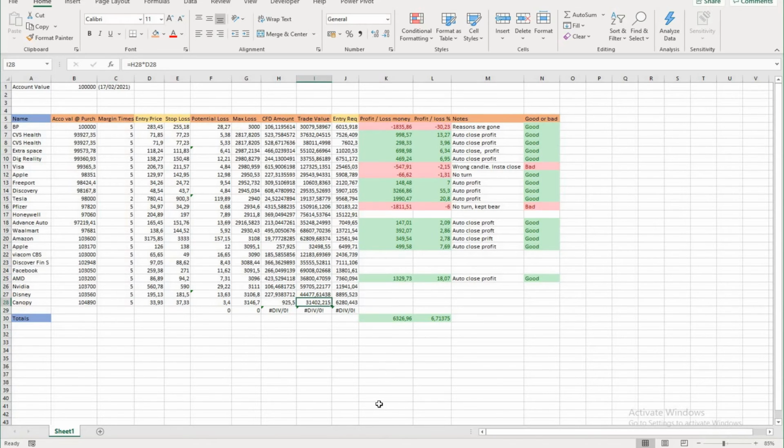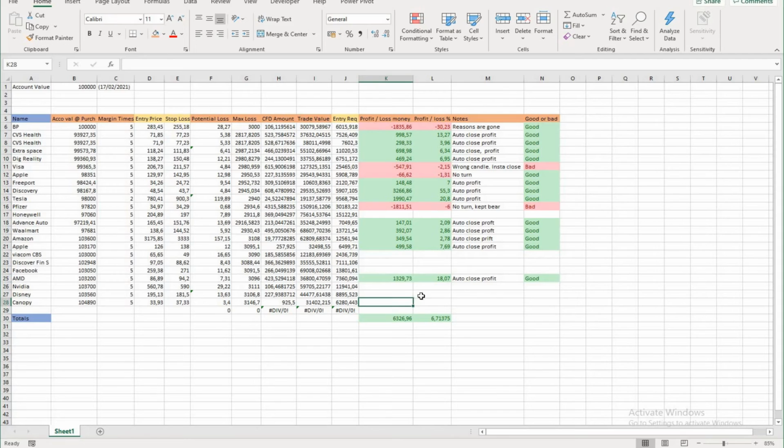But because I trade on margin, I don't actually have to put in the total amount of the trade value, because eToro only allows me a max margin of 5. I divide the trade value by my margin times, which gives me an entry requirement. So the actual cash value I have to put into the trade is my entry requirement. If that doesn't make sense, watch it a few times. Hopefully it will. If it doesn't, I'll make another video explaining it.